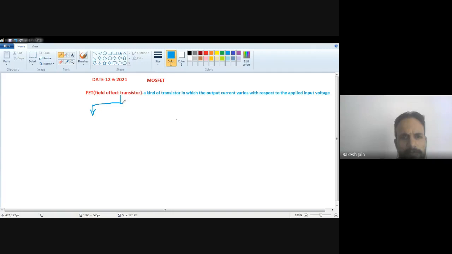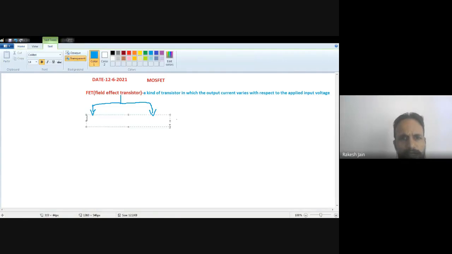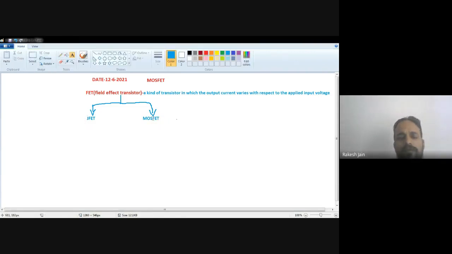One is the JFET and the second one is the MOSFET. So first is JFET and the second one is known as MOSFET. There are two kinds of transistors. Now they are further classified. I will explain those meanings.